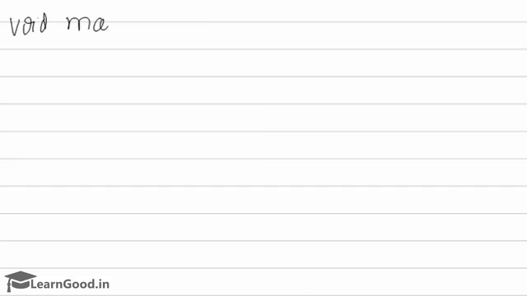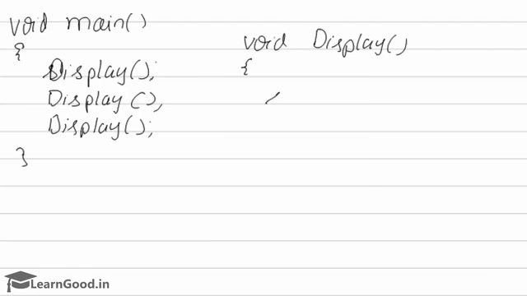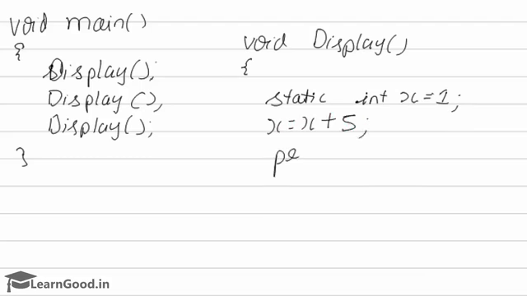We'll have here a main function, and in this main function we call the display function 3 times. And here in the display we'll declare one static variable by giving it as static int x and do a dynamic initialization. We'll give x is equal to x plus 5 and then printf %d, that is x. Let's see what will be the output and how this program is going to work.